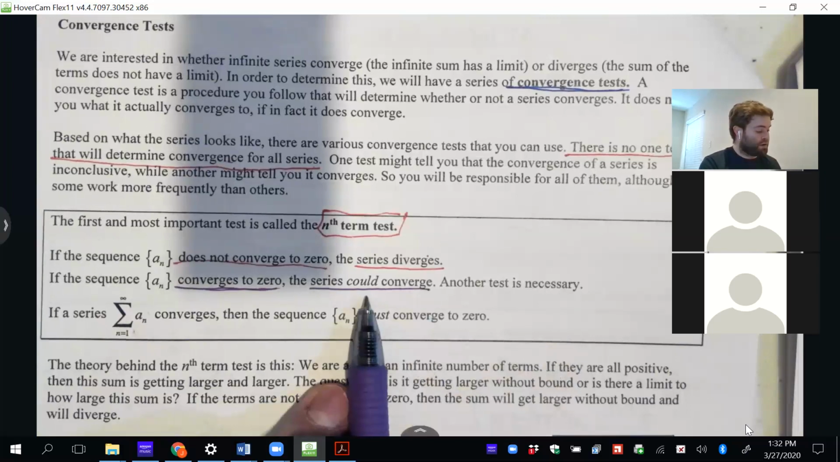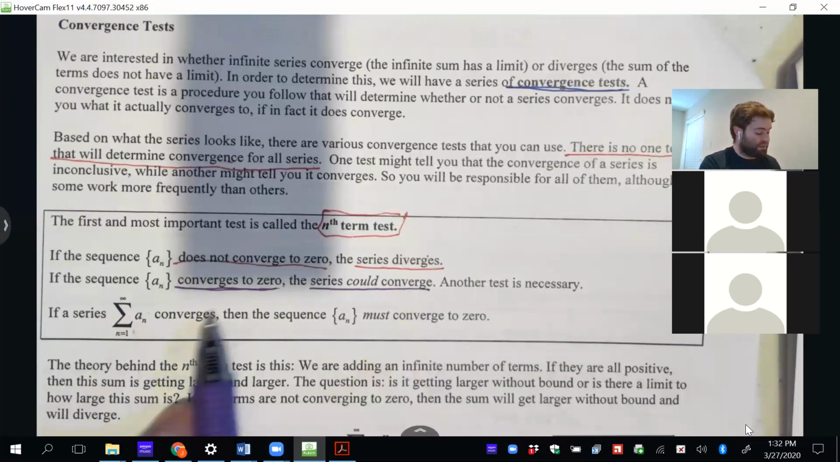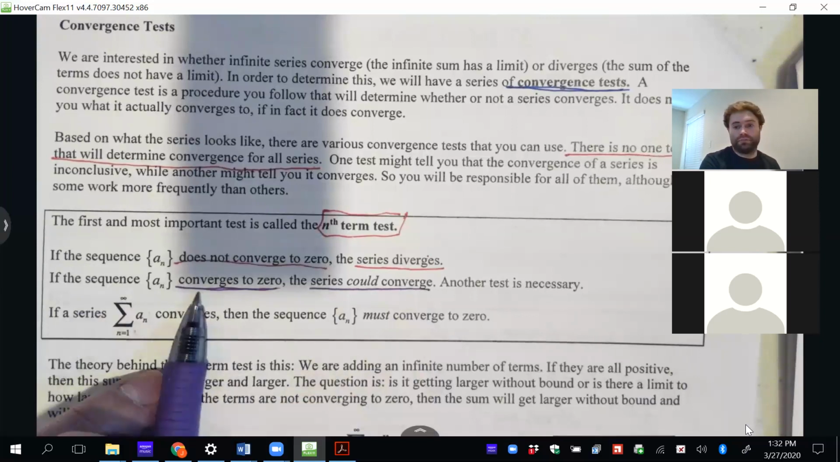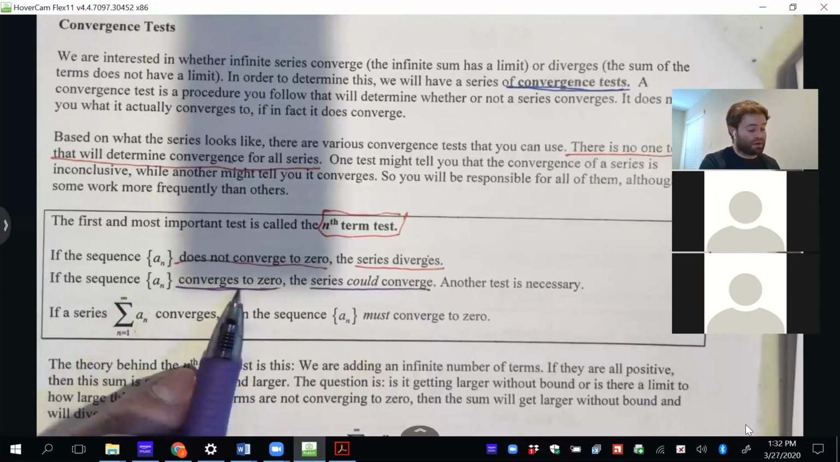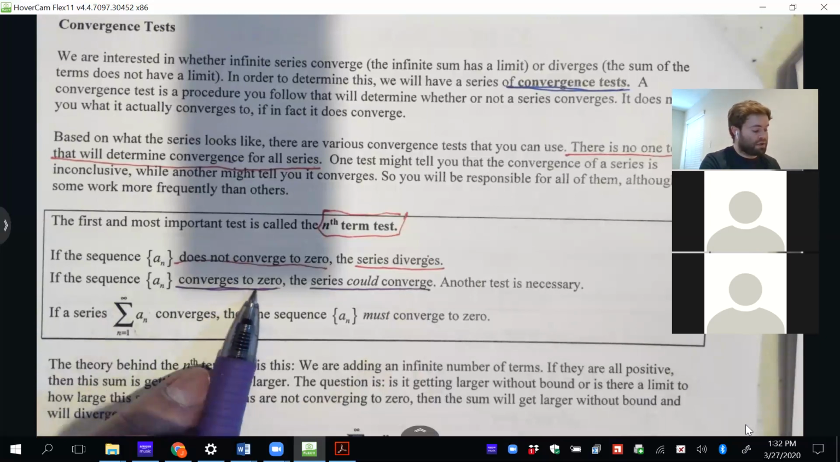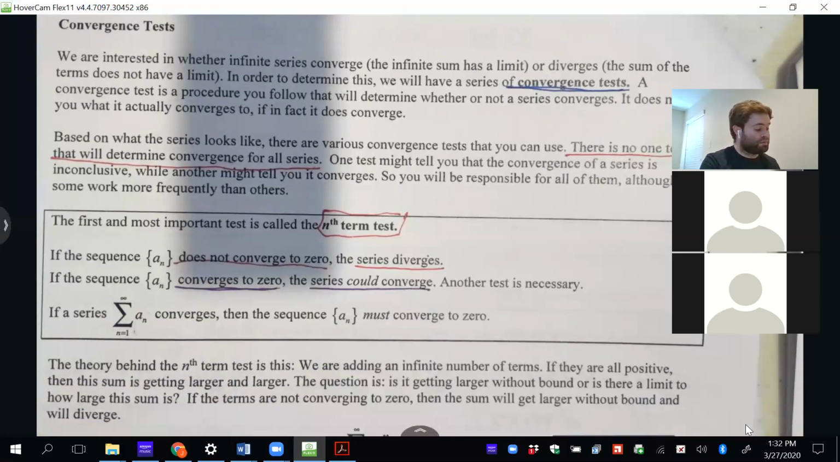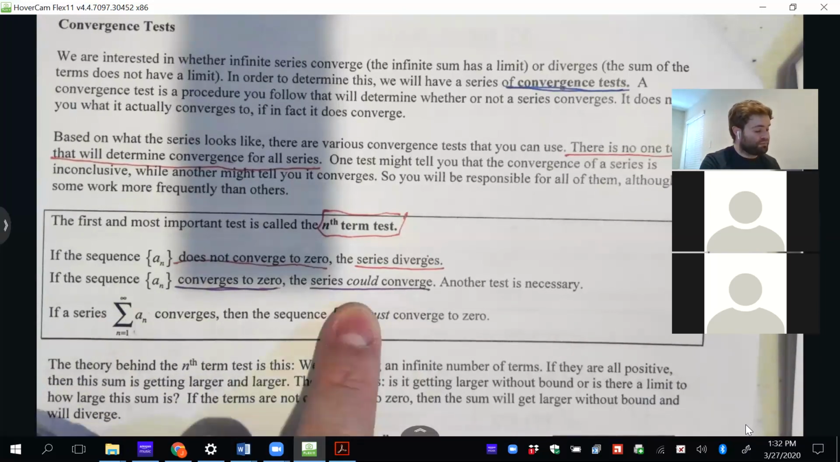The reason for that is, there are some sequences where the list of numbers could go to zero, but the sum of those numbers is still adding something enough over and over and over again that the sum would not go to zero.